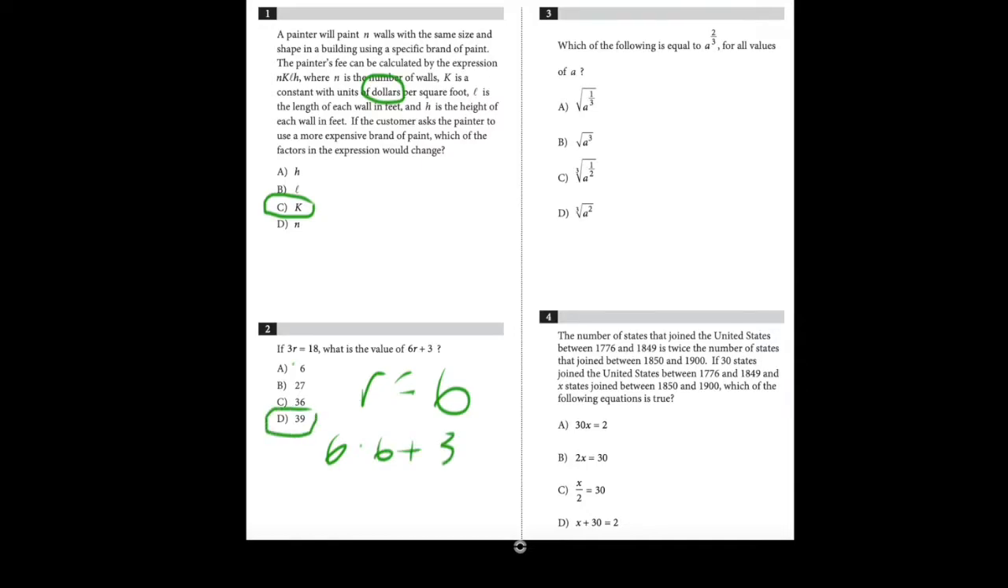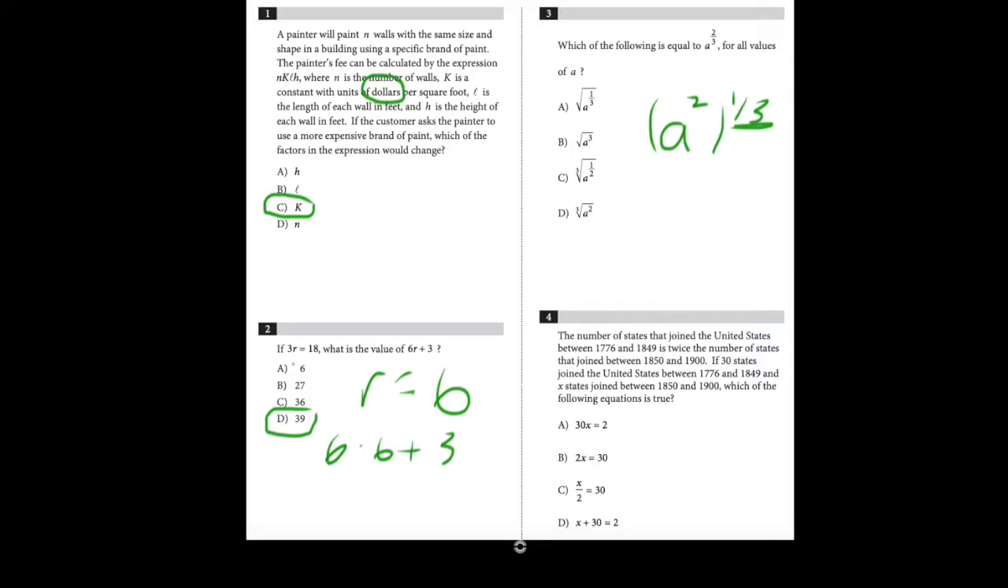Next question. Which of the following is equal to a to the 2 over 3 for all values of a? So the SAT loves to ask questions like this with all these weird exponents. So we can rewrite this as a squared to the 1 by 3. Remember, we can use the product rule and it'd become a to the 2 by 3, but we'll leave it like this for now.